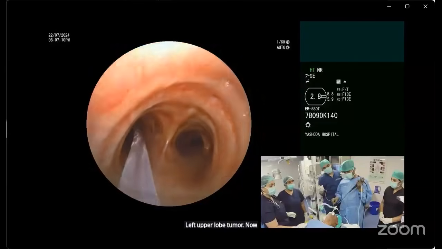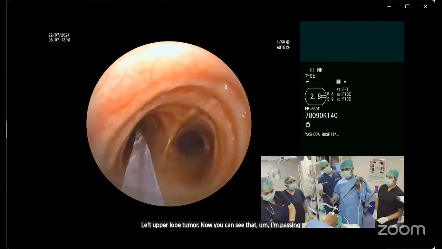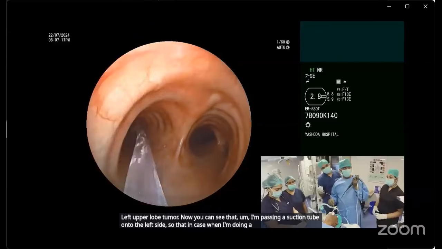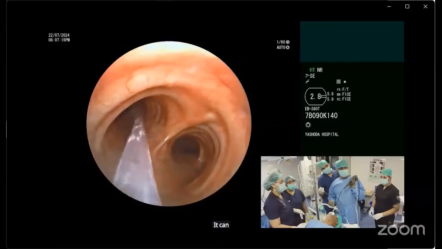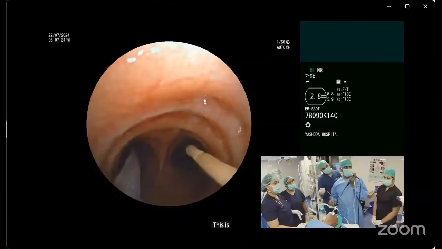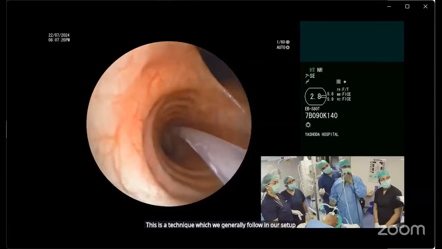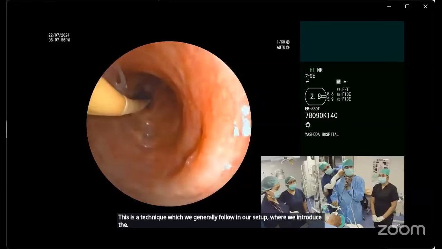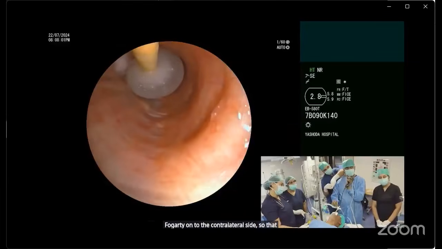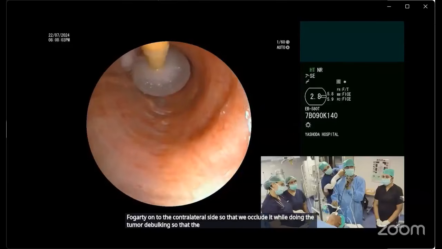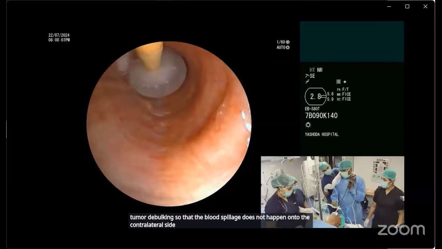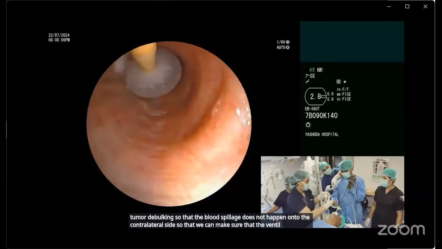Now you can see that I'm passing a suction tube onto the left side, so that in case there is a bleed while doing a tumor debulking, it can help in suctioning out the blood. This is a technique which we generally follow in our setup, where we introduce the Fogarty onto the contralateral side, so that we occlude it while doing the tumor debulking, so that blood spillage does not happen onto the contralateral side, and we can make sure that the ventilation takes place appropriately.